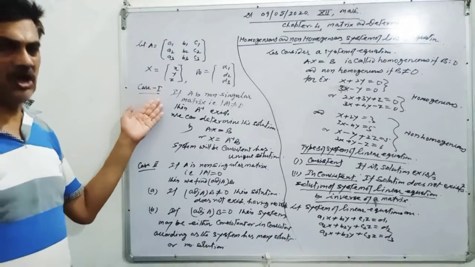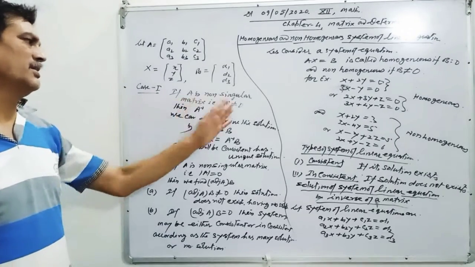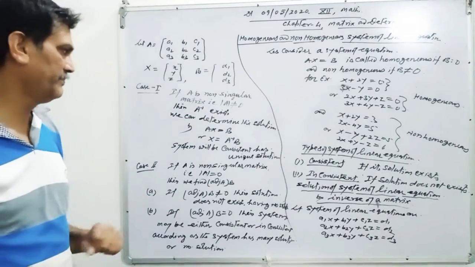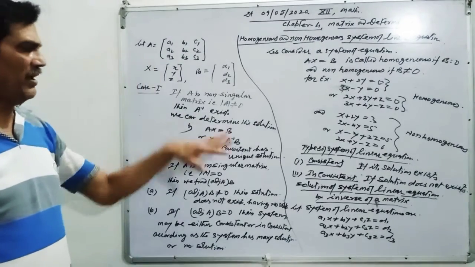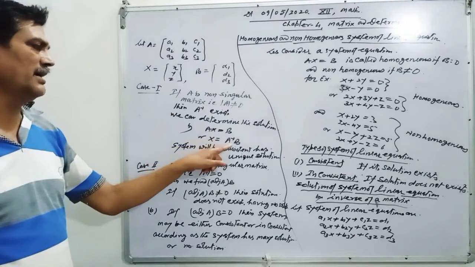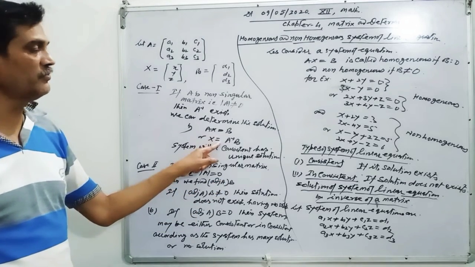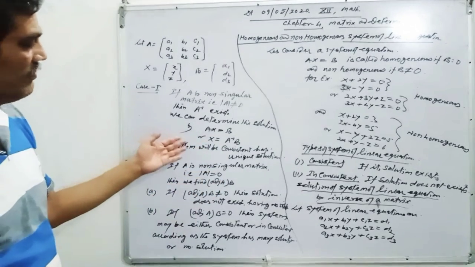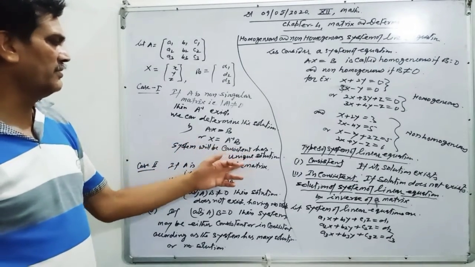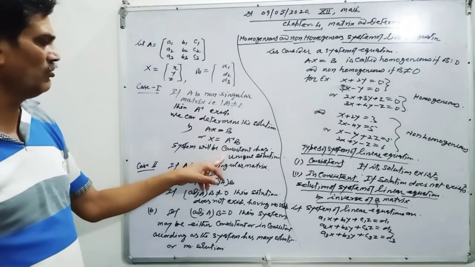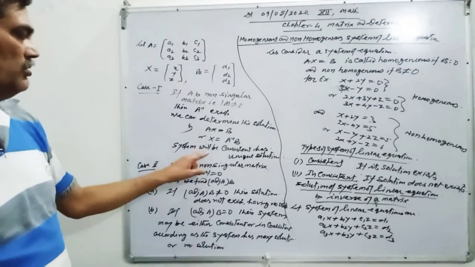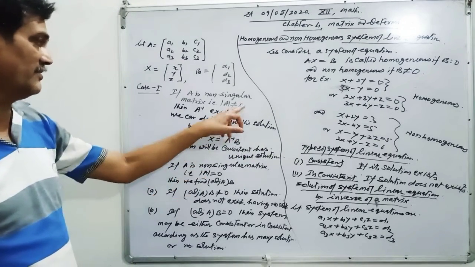If A is non-singular, meaning determinant A is not equal to 0, then A inverse exists, otherwise not. We can find the solution by using the relation AX = B, where X = A inverse B. Using this relation, find the solution of the system of equations by the matrix method. The system will be consistent if determinant A is not equal to 0, meaning it is non-singular, as the system has a unique solution. It is consistent in this case.